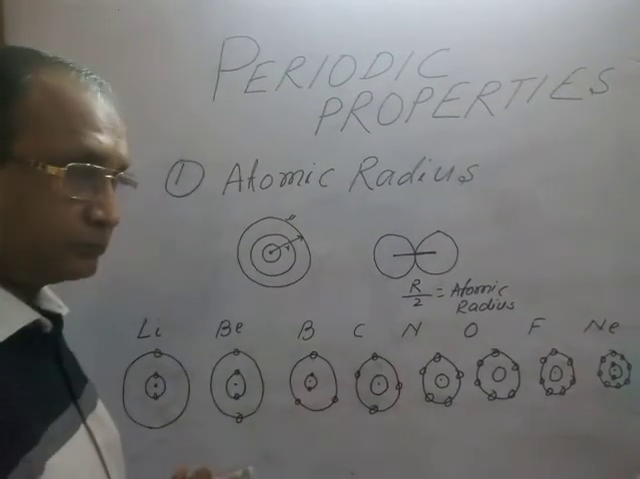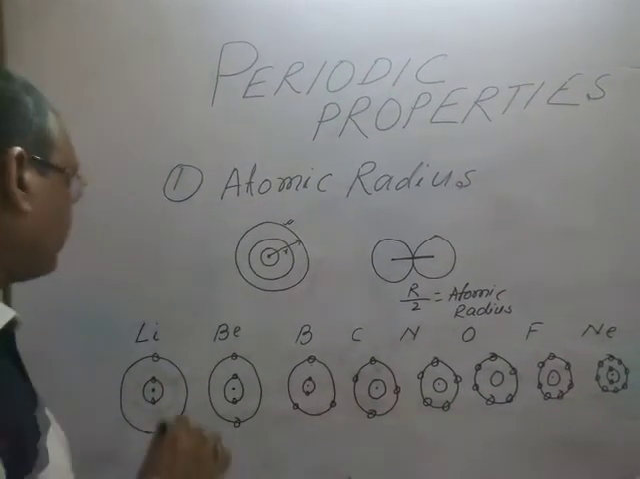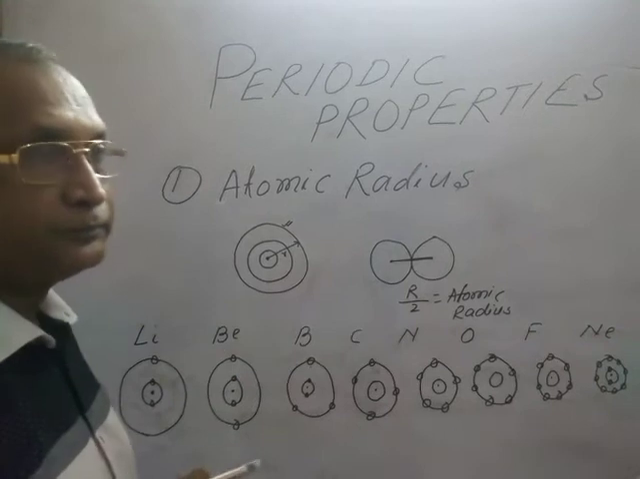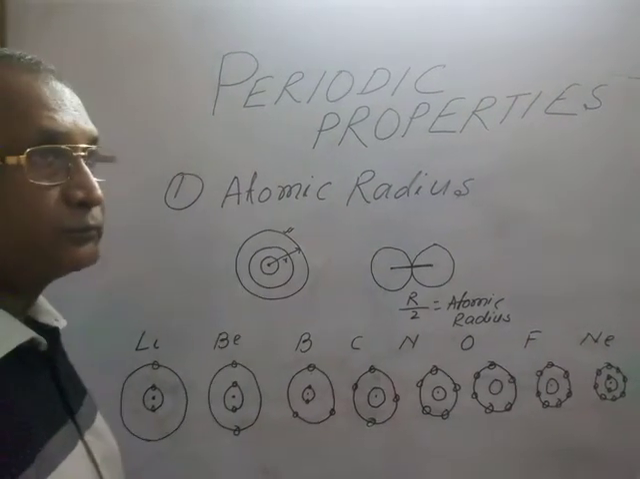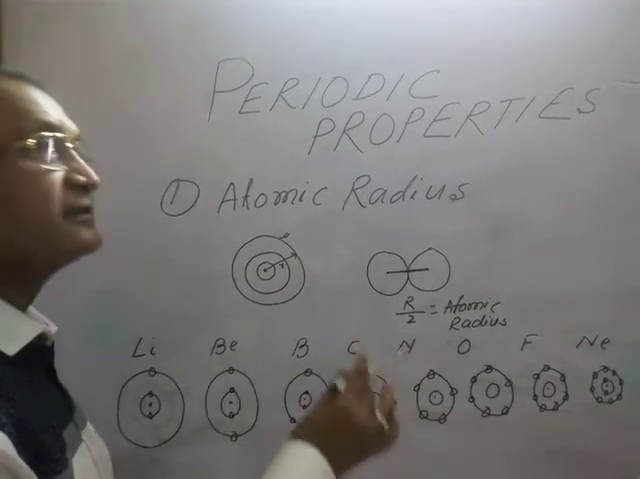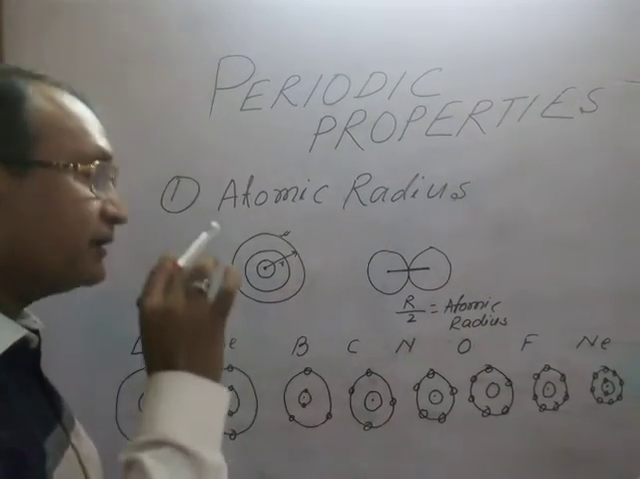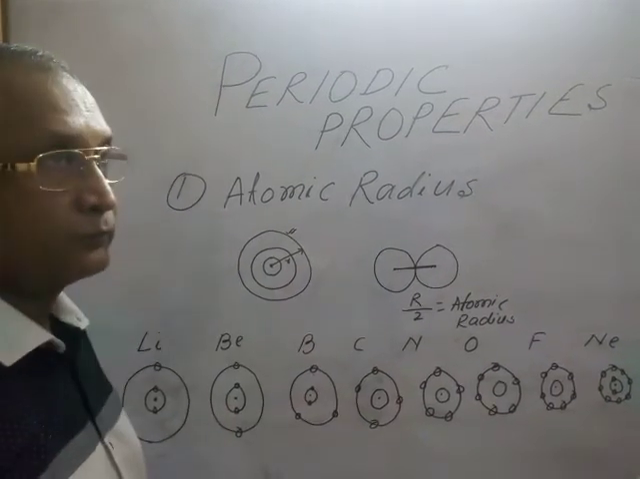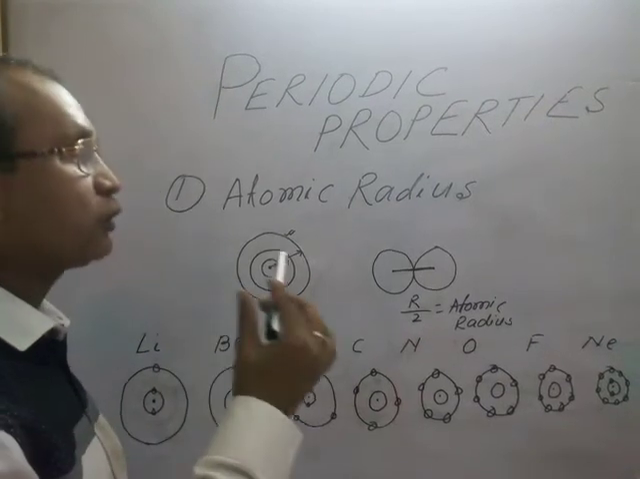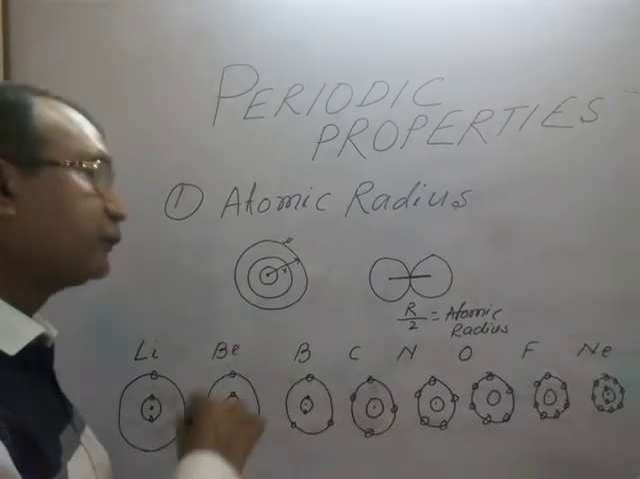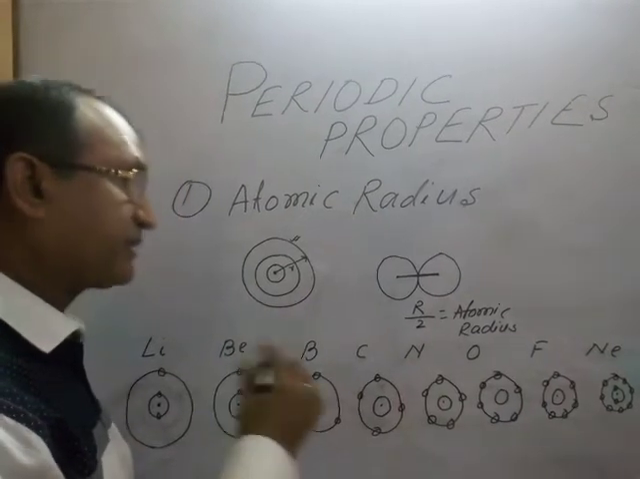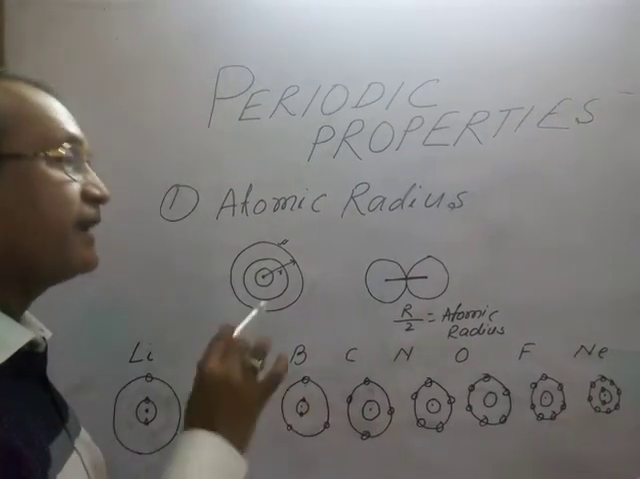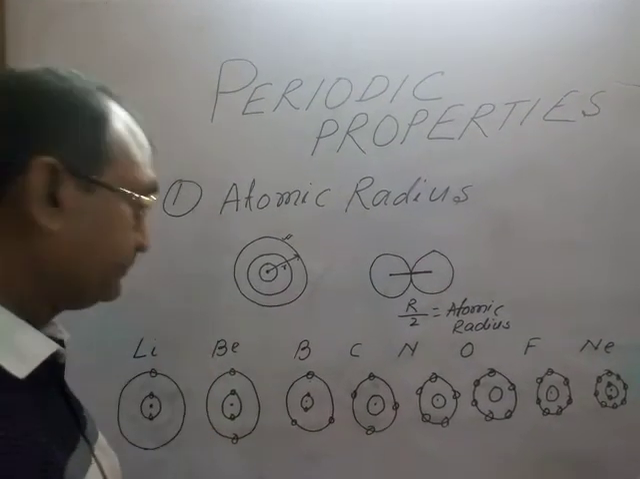Point number one: if we go across a period from left to right in a certain period, then the number of cells is fixed and the number of electrons increases in the same cell. That is point number one.